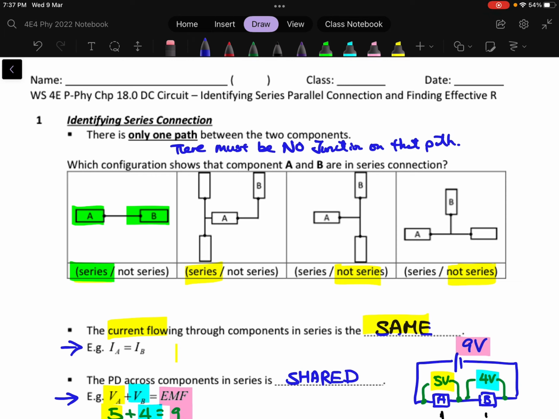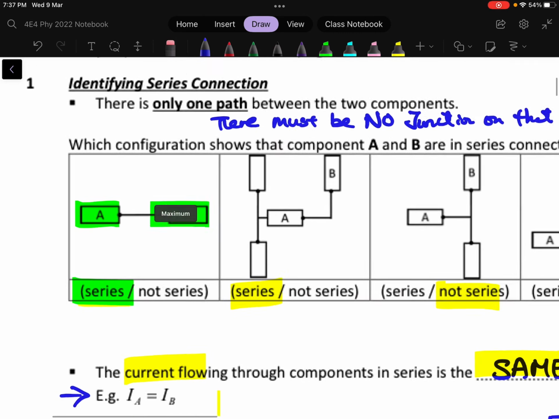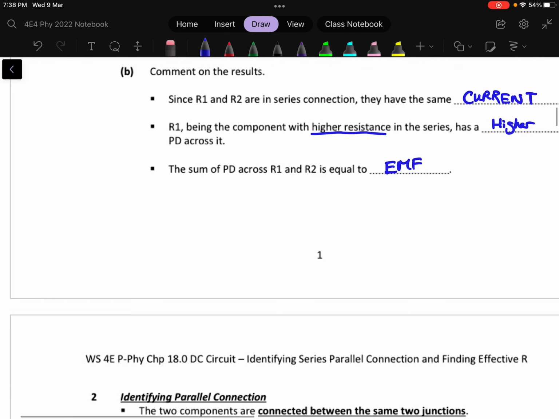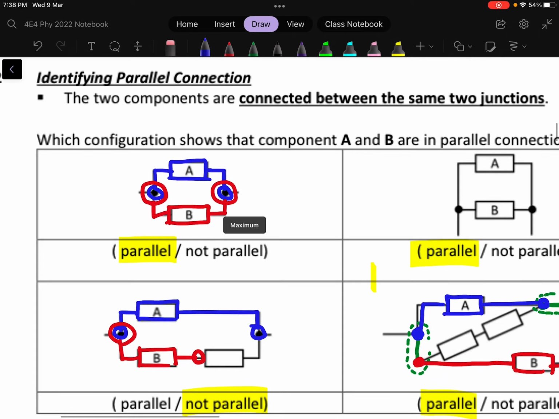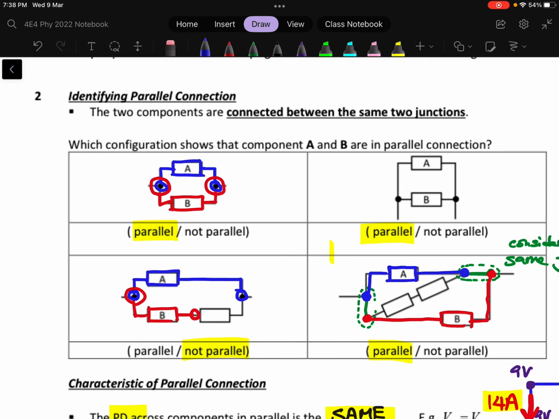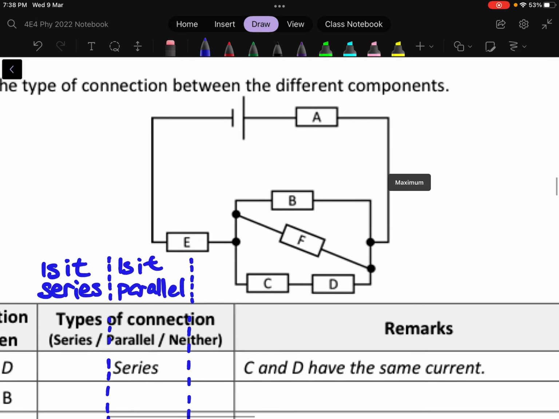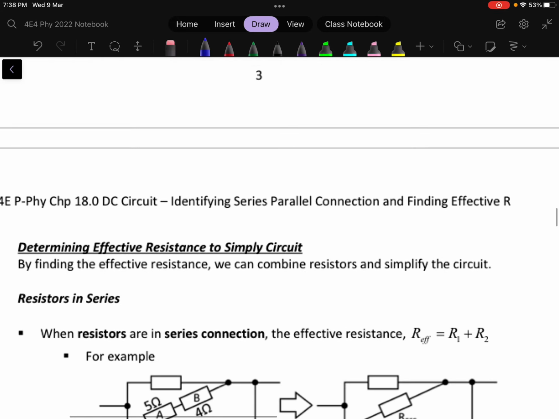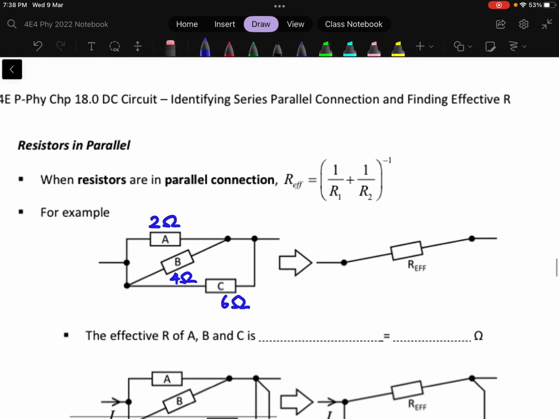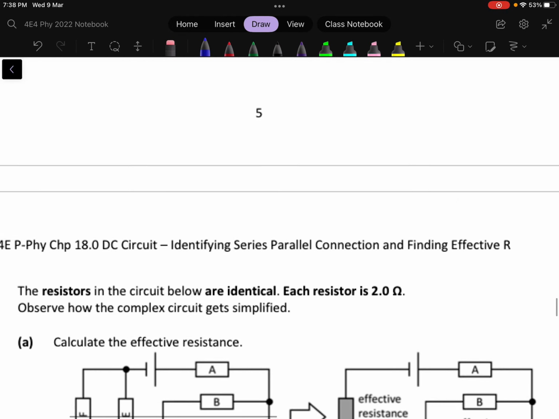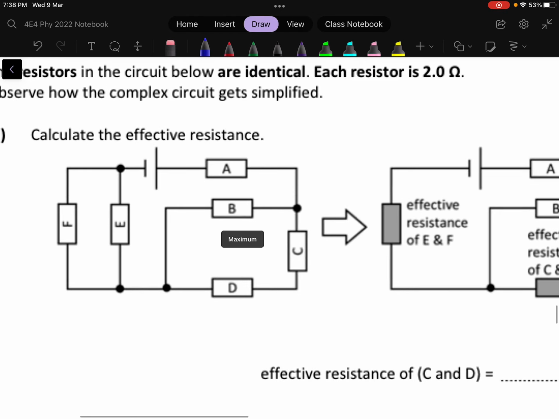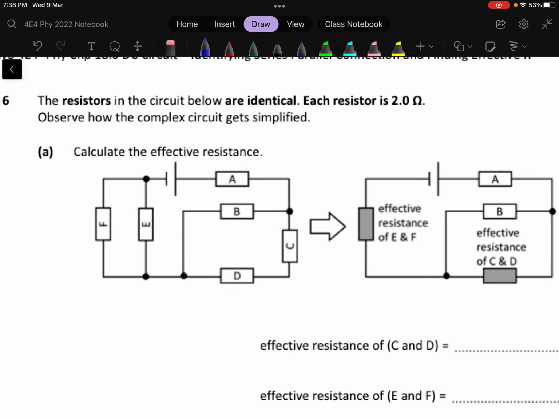So basically for this particular worksheet, we focus on learning how to identify series connection and how to identify parallel connection. And why do we want to do that? That is because in the future we will be given a very complex circuit, and by being able to identify what is series and what is parallel, we will then be able to actually combine resistors.